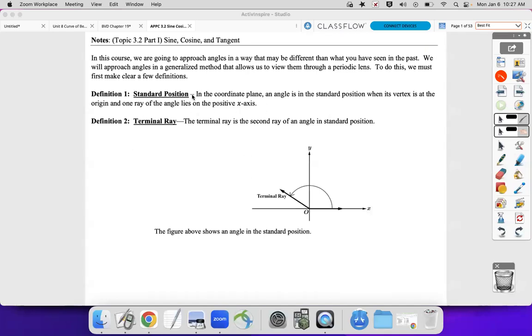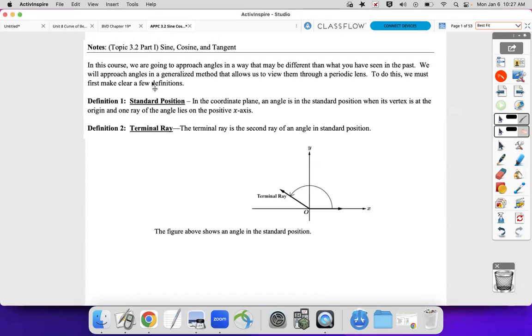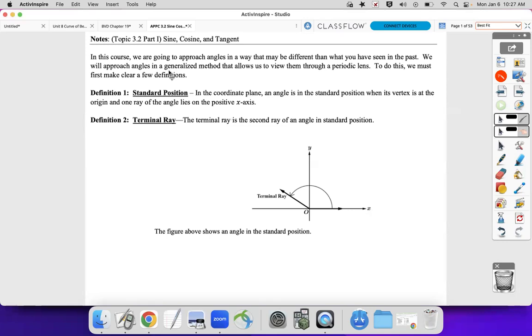Okay, this is the notes part 1 to topic 3.2, and I'll do a separate video for the notes part 2 for topic 3.2. So we're going to start with some definitions of angles in standard position. An angle in standard position is an angle with its vertex at the origin.